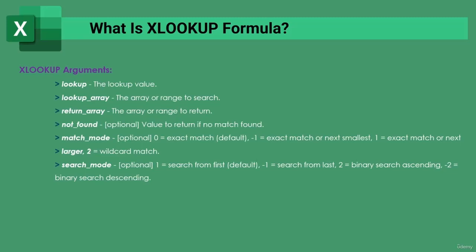larger, and 2 is a wildcard match. Then search mode is optional: 1 is search from the first, -1 is search from last, 2 is binary search ascending, -2 is binary search descending, which we are going to learn from our examples in the Excel table that we have already placed in this course. So these are the formulas and the lookup functions that we can use.